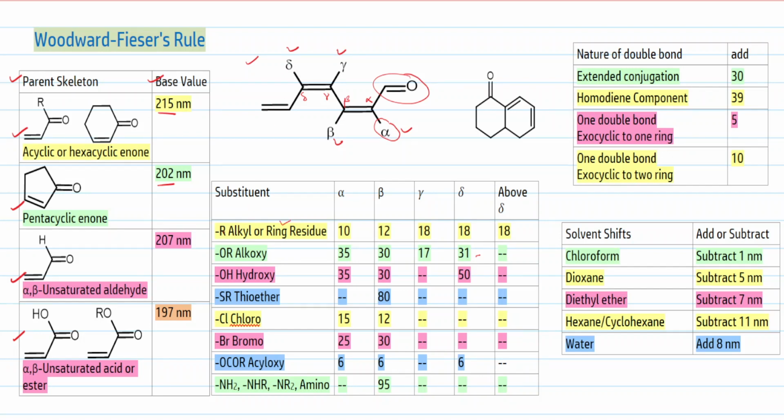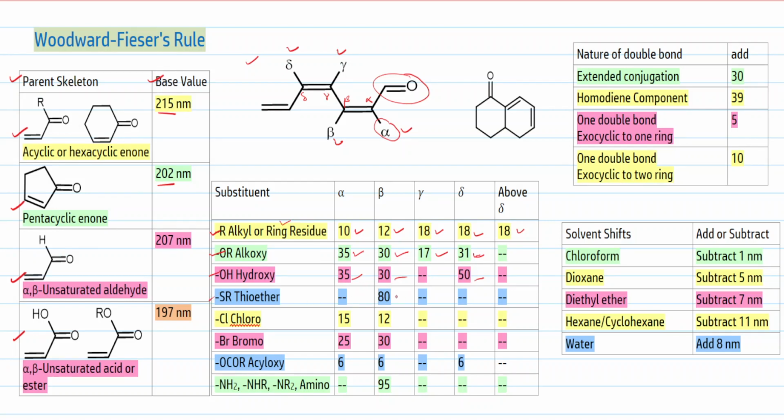Now, when an alkyl group or ring residue is present at the alpha position, we have to add 10 nanometer. For beta position, 12 nanometer. For gamma, delta and above delta, we have to add 18 nanometer to the base value. Similarly, for alkoxy group, for alpha position 35 nanometer, for beta 30, gamma 17 and for delta 31. For hydroxy 35, 30 and 50 depending upon the position.